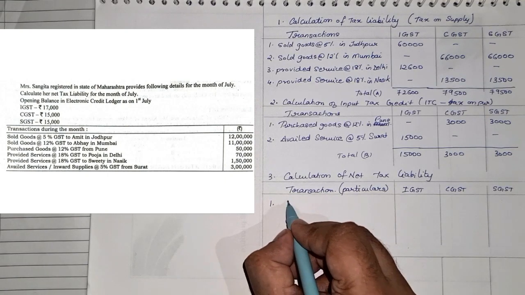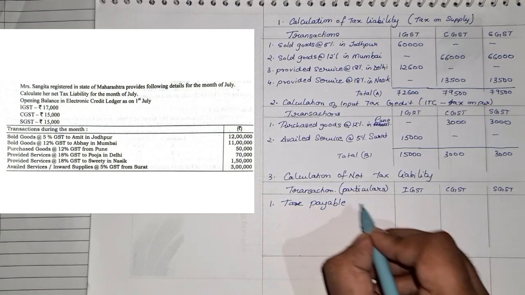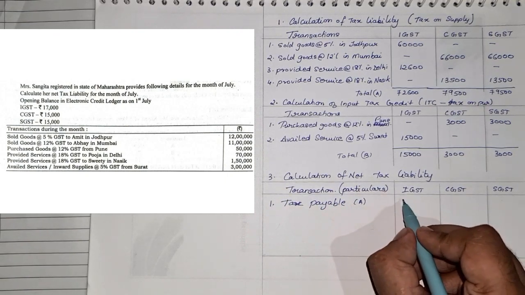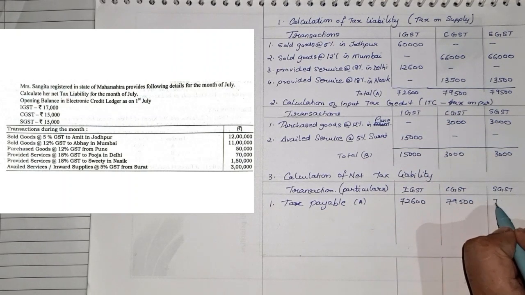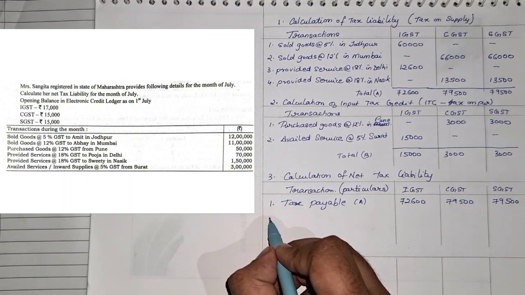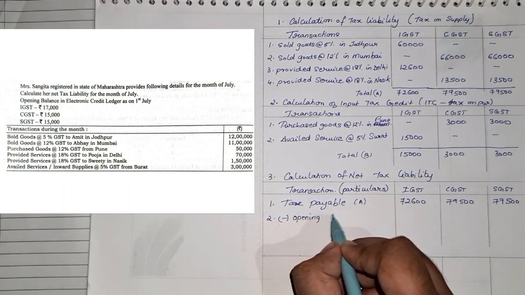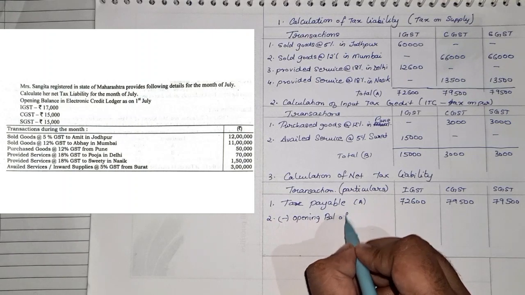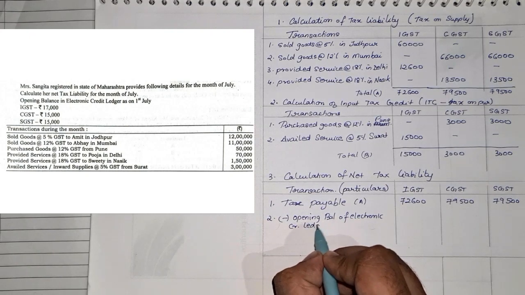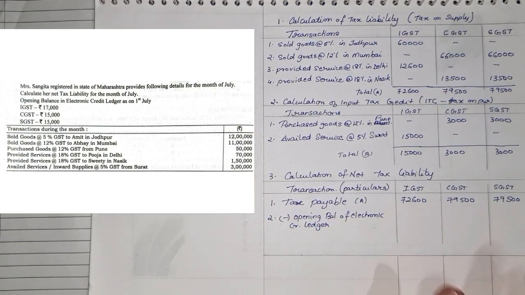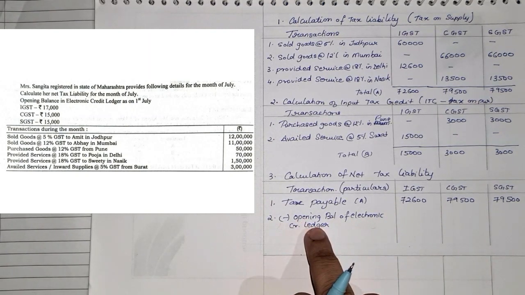Step number 1 here, very important. First step, we need to note down the tax payable. Tax payable is nothing but your step number 1 total. So that was 72,600, 79,500, and 79,500. Step number 2 will be less opening balance of electronic credit ledger. Very important point, it has to be electronic credit ledger. If it is a cash ledger, cannot consider here, only credit ledger will be considered.